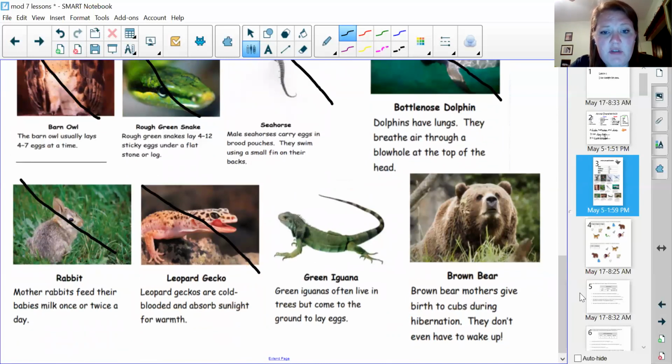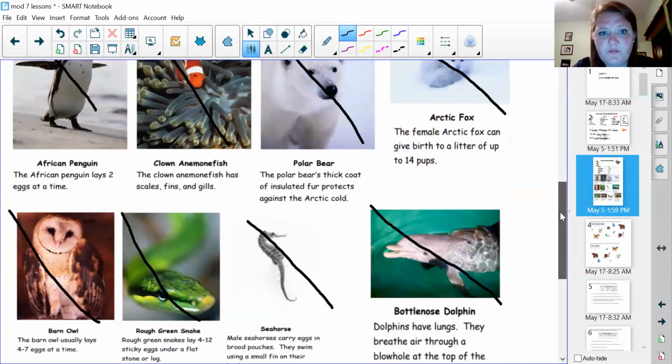Okay, next one, green iguana. Green iguanas often live in trees but come to the ground to lay eggs. Is this green iguana a reptile, a bird, a mammal, or a fish? It is a reptile.